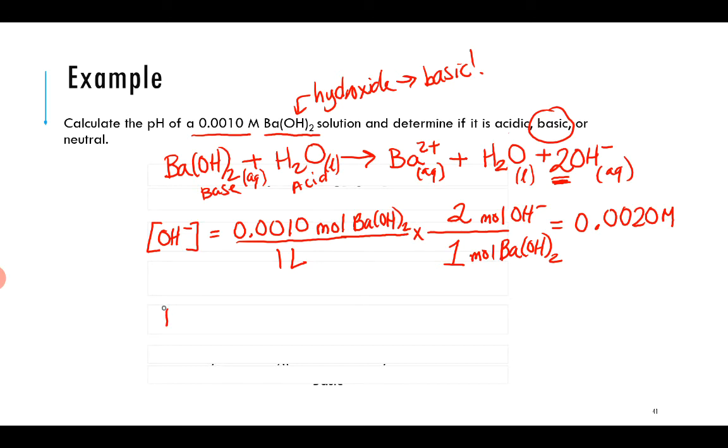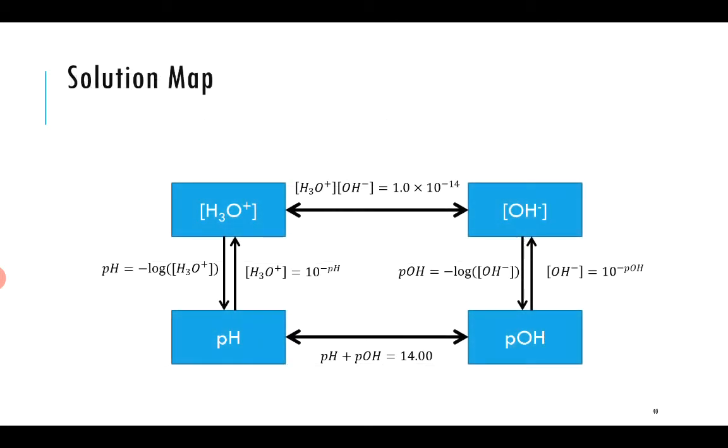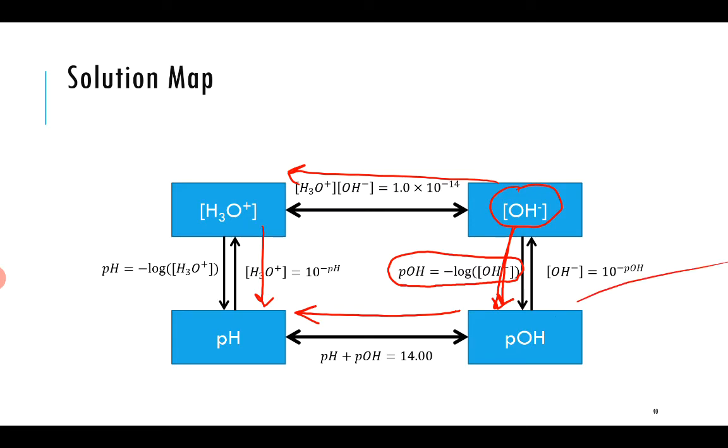Now I know my OH minus ion concentration, and so I have a choice. I have this value, and it's my choice whether to go down and then across, or whether to go across and then down. You have 2 options. I'm going to go down and then across. So I need to use this equation right here in order to find my pOH. Go to the next slide.